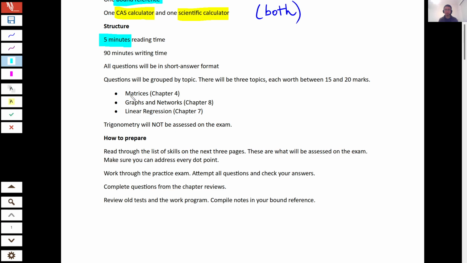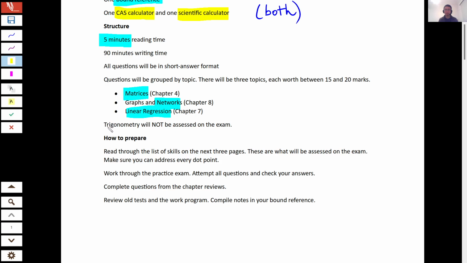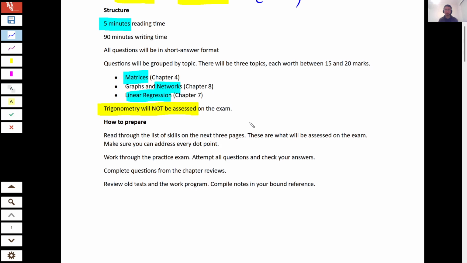And 3 topics: matrices, networks, and linear regression. And I do apologize, there is no trigonometry on the exam. I know that you all like trigonometry because it's one of the easier topics, but it's not covered in the Year 12 course. So, I don't think it's going to be a good use of your time to study for an exam where I'm testing content that you're not going to need next year.